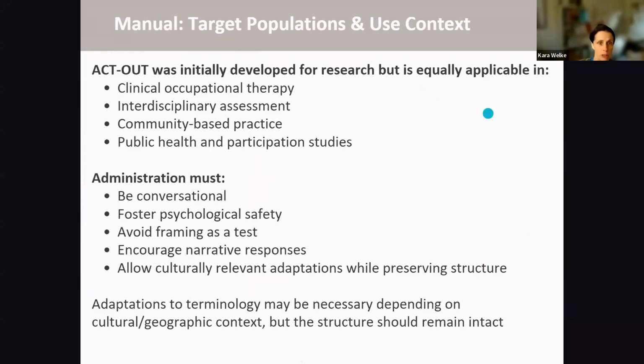With the ACT-OUT, it was initially developed for research, but it's equally applicable in clinical practice. So both in occupational therapy, it can be used by other disciplines. The study we're doing is specifically for occupational therapy professionals, but it can be used within the public health world as well. When you administer it, it's really a conversation type administration. It's not a test or anything like that.